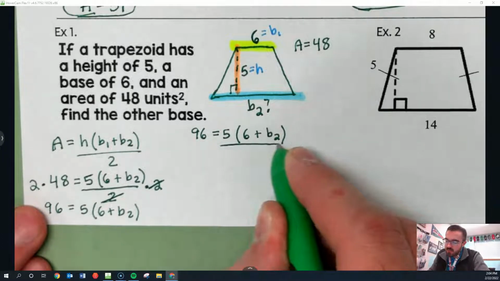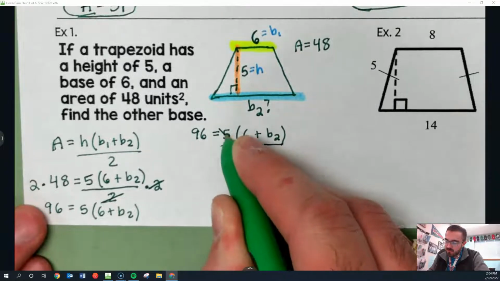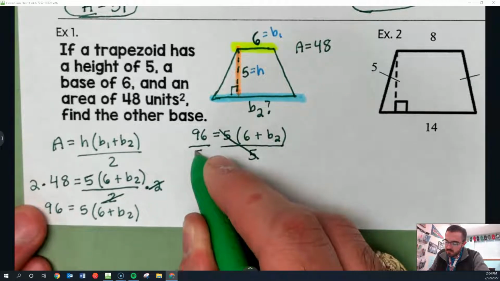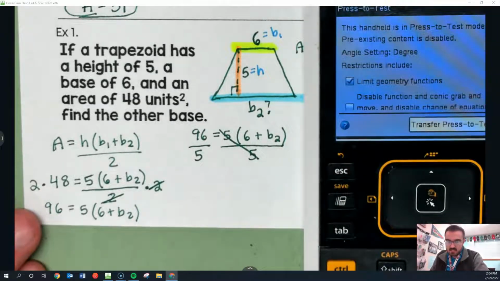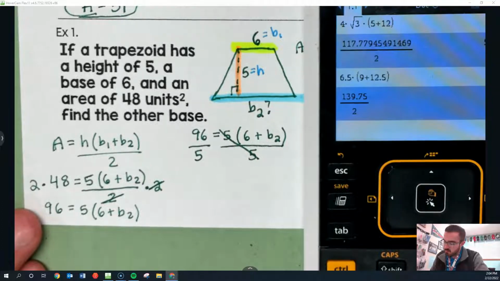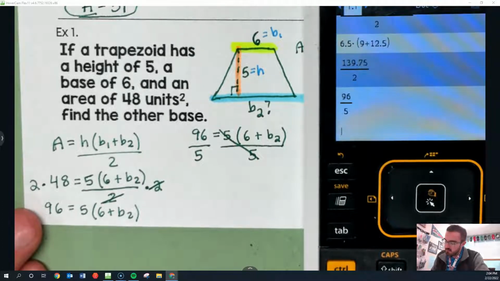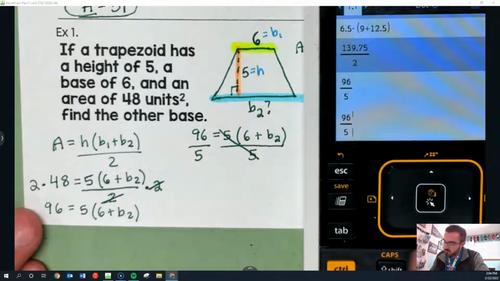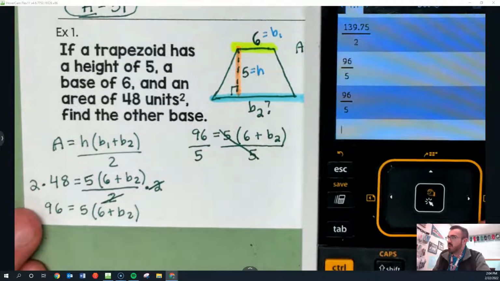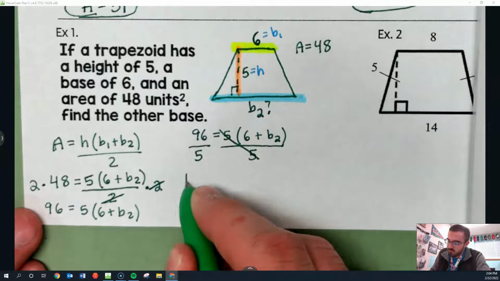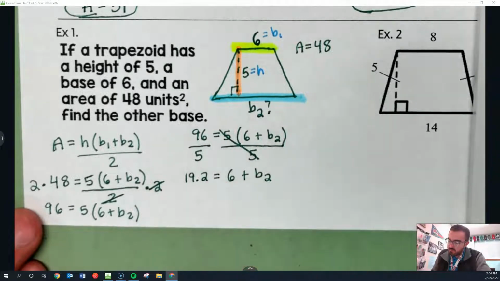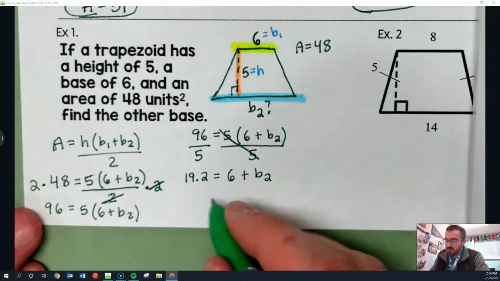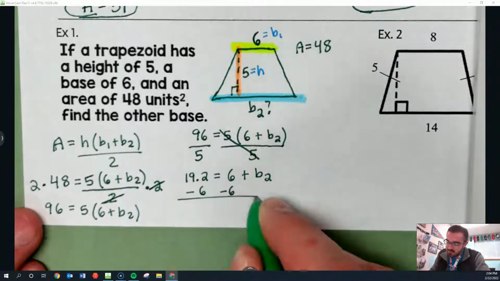What I would do is I would actually divide both sides by 5 here. Let's see what we get. 96 divided by 5. Let's see what that is with decimals. I know this is getting kind of crazy, but that's going to be 19.2 equals 6 plus B2. That now is a very simple equation. I know it looks crazy with the B2, but you subtract 6 on both sides, and that's your answer.